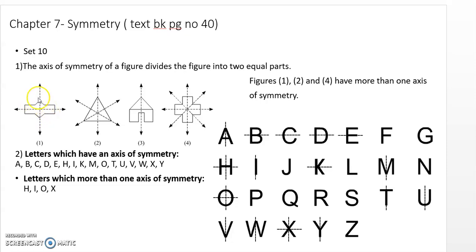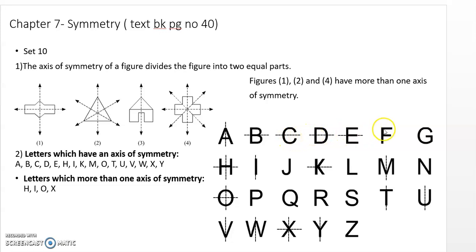Now you can see the diagram given here, or you can take a letter. Suppose you are taking A. Now if the axis is from the middle, it divides A into two equal parts. For B also in the same way. For C also this is the axis of symmetry. It divides C into two equal parts. For D also the same way.